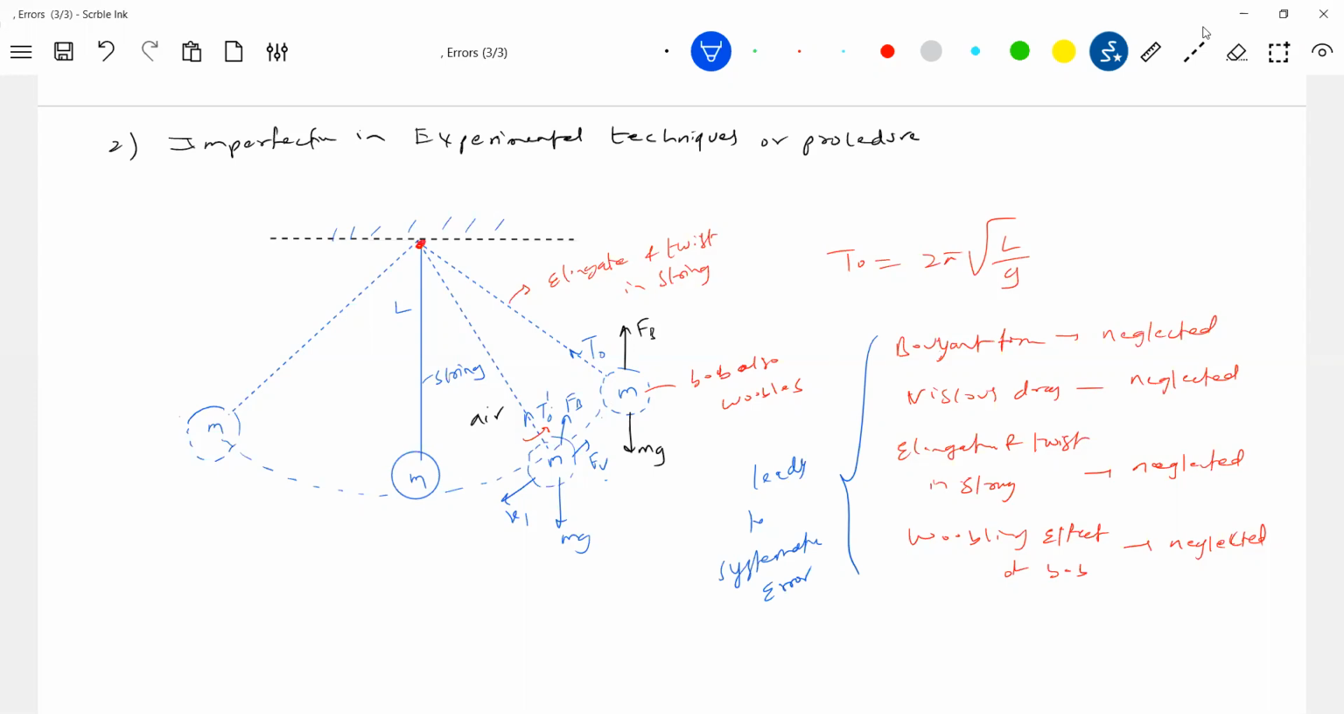Okay, so I think there are still plenty more. The stopwatch you are using should not have any error. You should know how to use that stopwatch. So all this comes under imperfect experimental techniques or procedures.